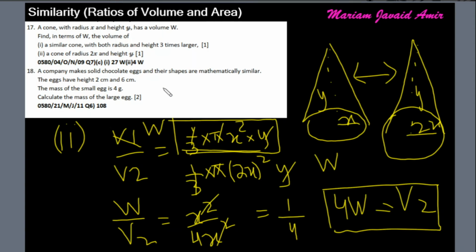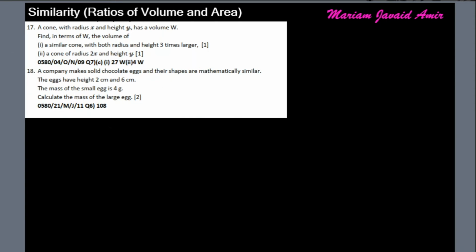Okay, question 18. A company makes solid chocolate eggs and their shapes are mathematically similar. The eggs have height 2 centimeter and 6 centimeter. The mass of the smaller egg is 4 grams. Calculate the mass of the larger egg.